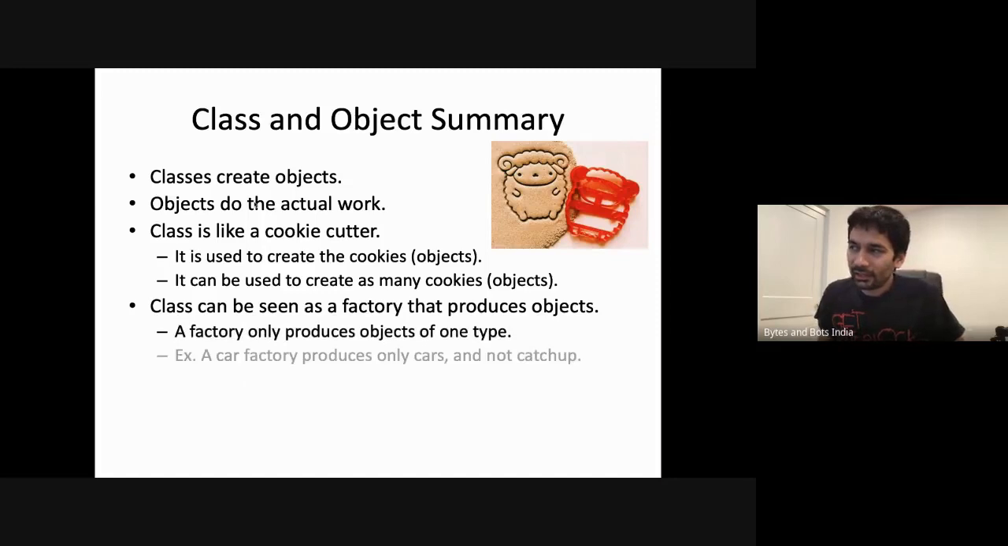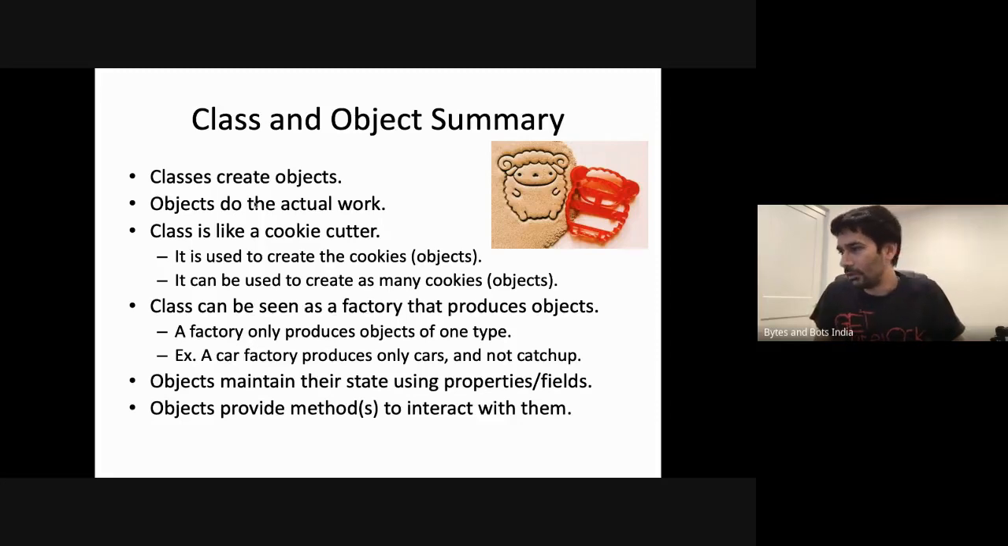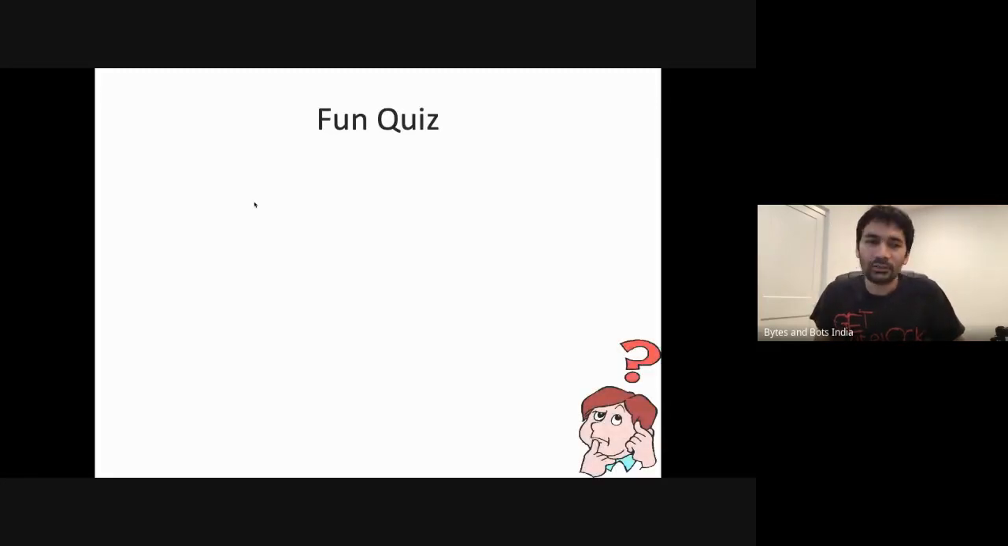Classes can be seen as a factory that produces objects. A factory produces objects of one type most of the time. As an example, a car factory will produce cars and it won't produce ketchup, right? That would be such an odd factory. So the general idea here is, one class will produce only one type of object. Objects maintain their state using properties and fields. Objects provide methods to interact with them, and that's what objects are.